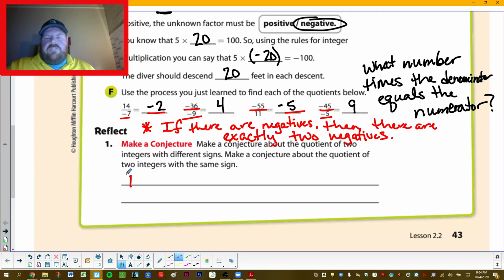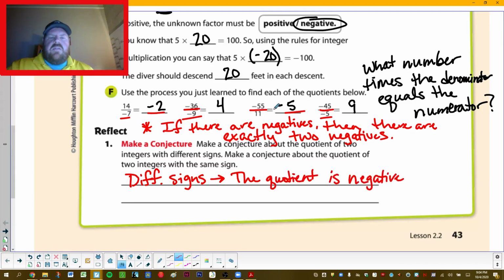So if I have different signs, and I'm thinking about quotients, if we have different signs, then the answer, I'll say the quotient, which is the answer to a division problem, is negative. So that would be like this one. There's different signs, 14 and -7, or this one, -55 and +11. So my quotient would be negative, which it was in both of those.